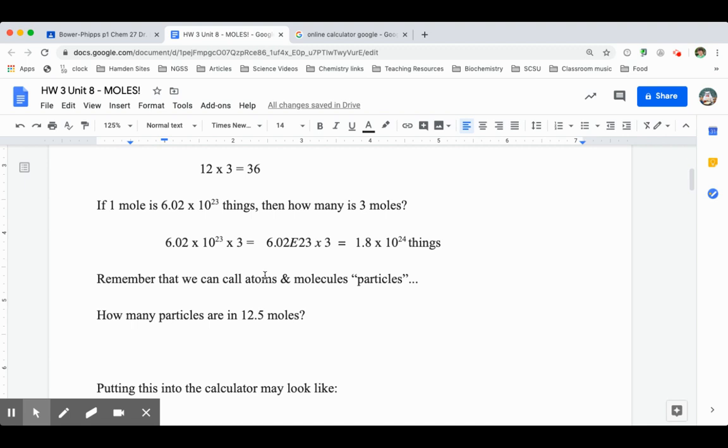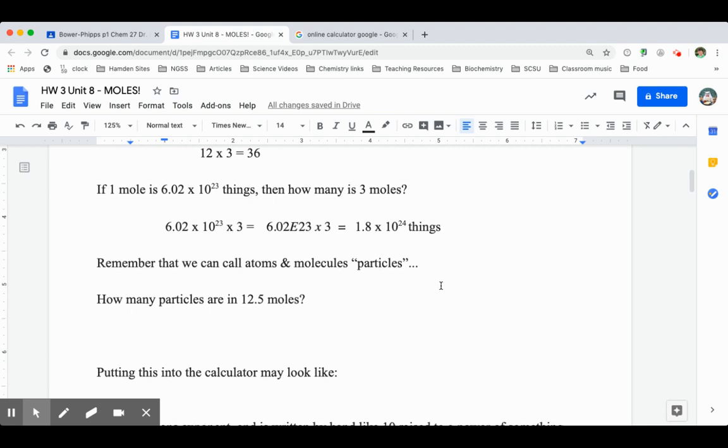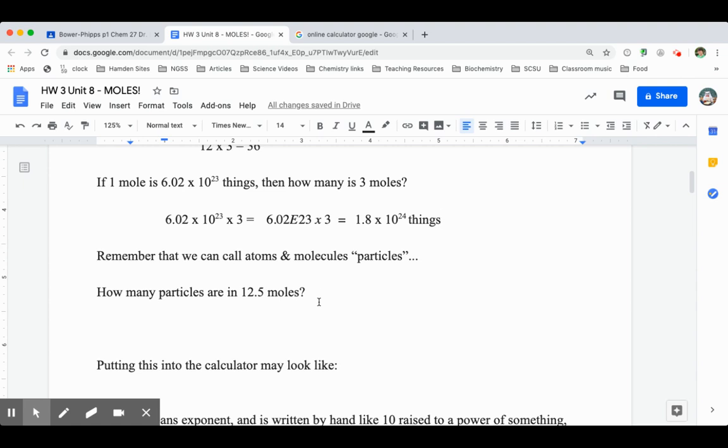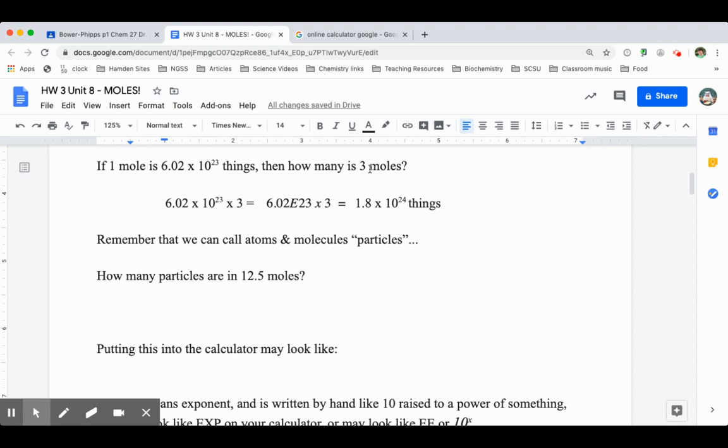We've been calling atoms and molecules particles earlier this year. So let's find out how many particles are in 12.5 moles. Instead of having 3 moles now, we want 12.5 moles. So we're going to take the number that is a mole, 6.02 times 10 to the 23rd. If it's easier to put this as E23, this means the same thing. And then we're multiplying it by 12.5 because we want 12.5 moles.